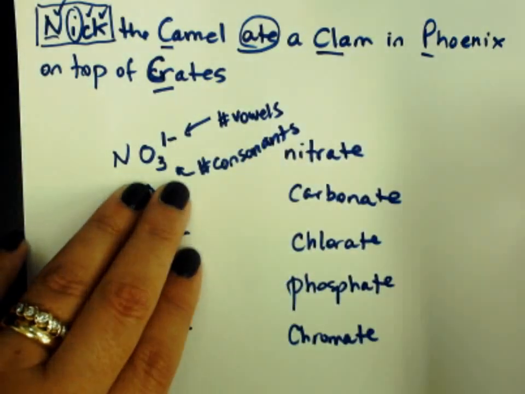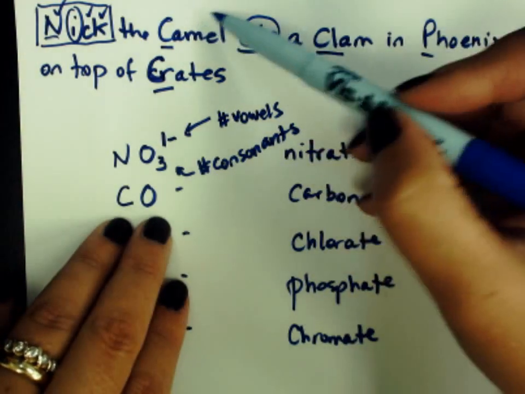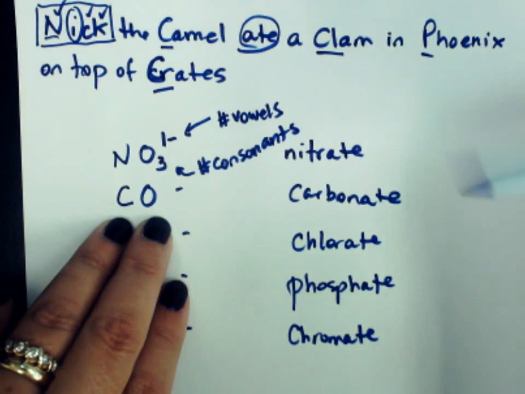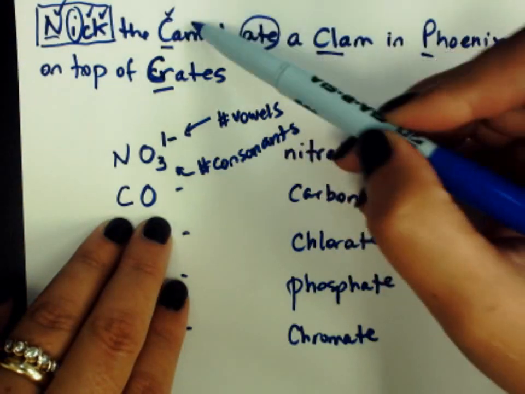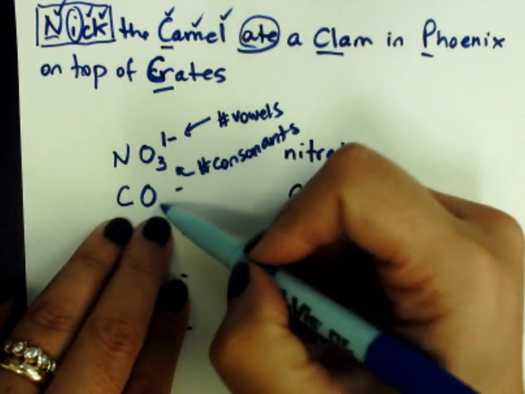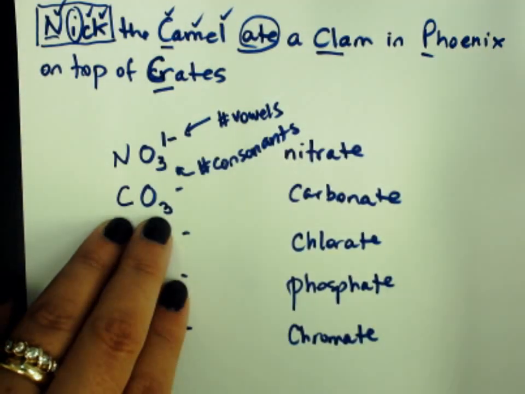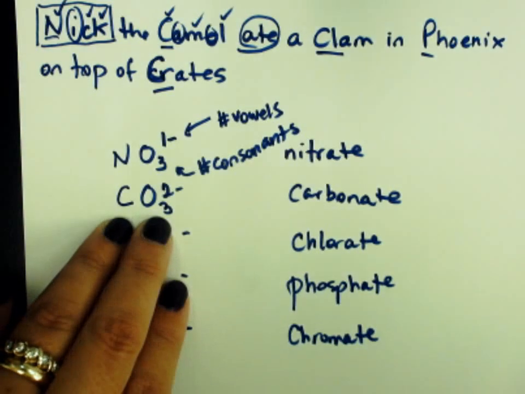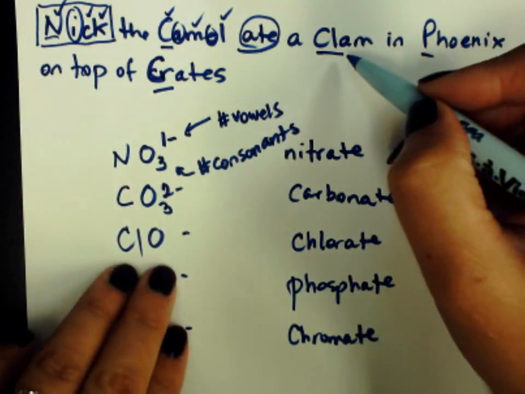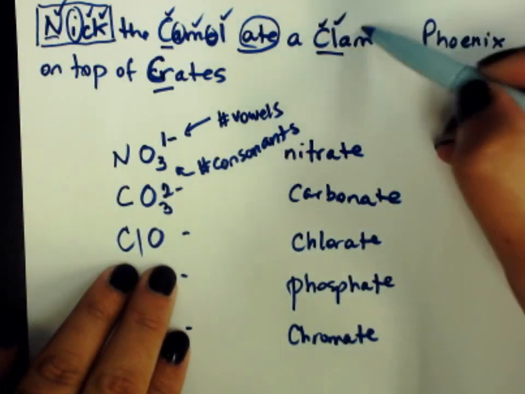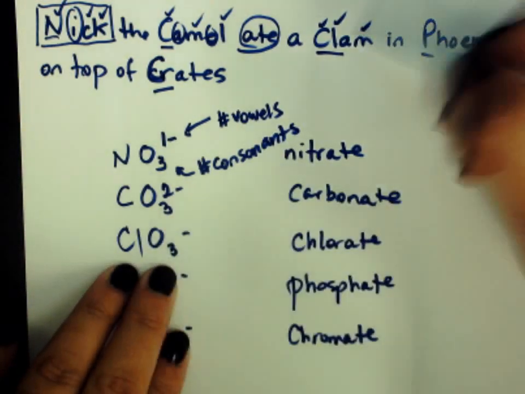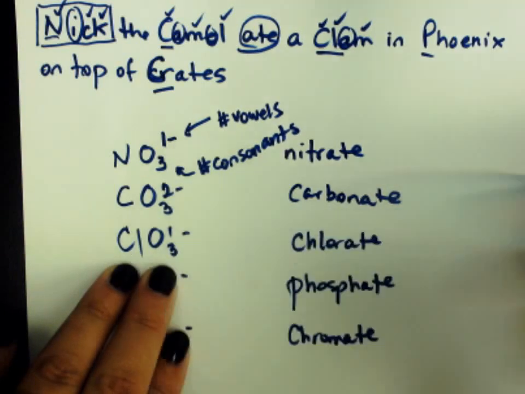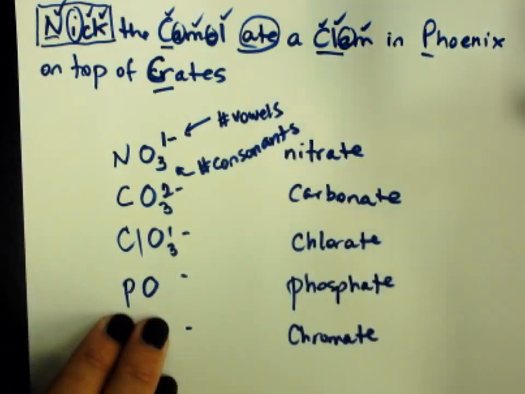Alright, so let's try the formula for carbonate. How can I get the formula for carbonate out of the word camel? Let's see, we have 1, 2, 3 consonants. That's how many oxygens are in carbonate. 1, 2 vowels. The charge for carbonate is 2-. Alright, what about chlorate? There are 1, 2, 3 consonants, 1 vowel, so the charge is 1-. That's chlorate, ClO3 1-.